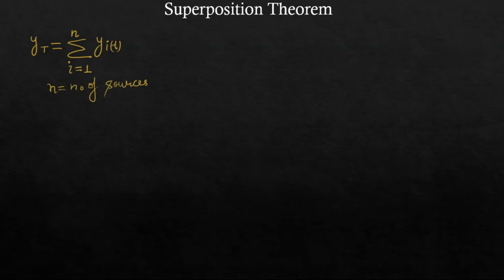That means suppose you want to find the current in a certain element and the circuit consists of 5 sources. Then find out the current due to each source, then add those currents with the direction, because some sources may circulate the current clockwise, some may circulate anti-clockwise. Then you will get the total current through that element.